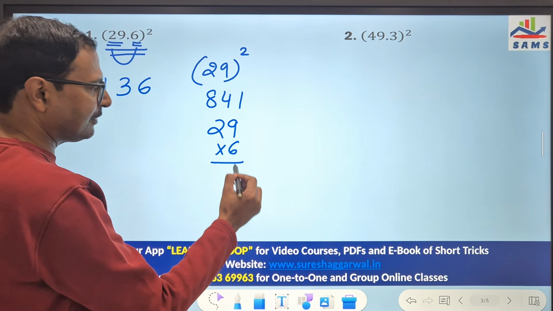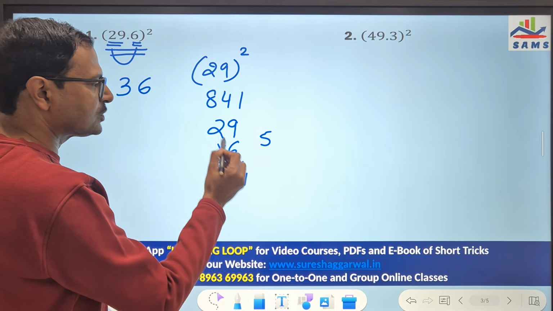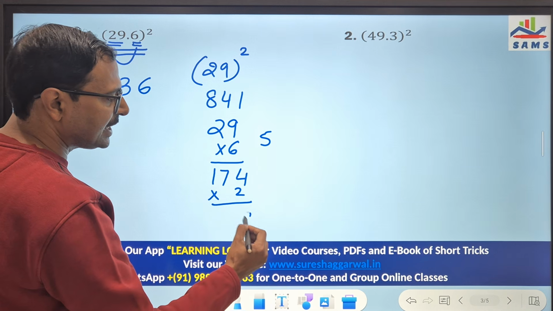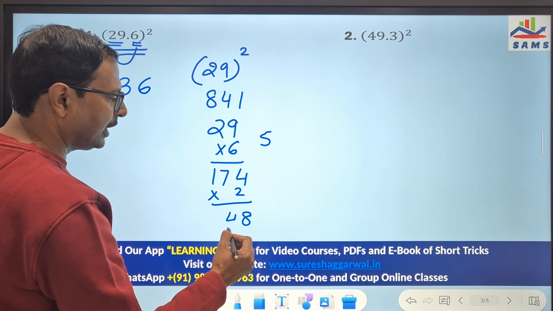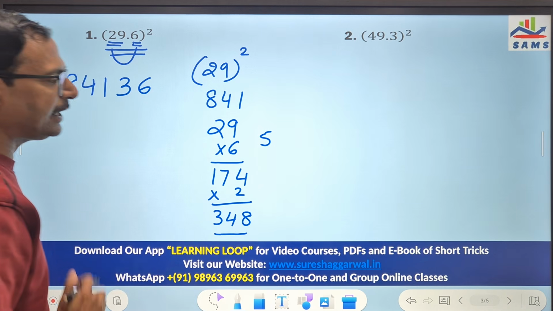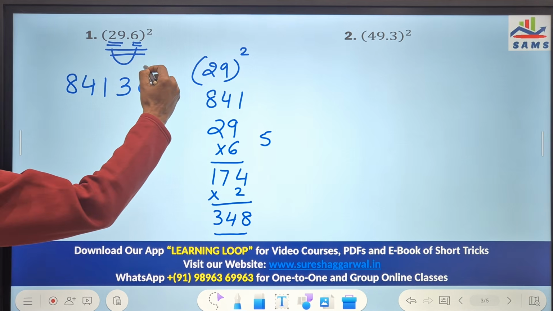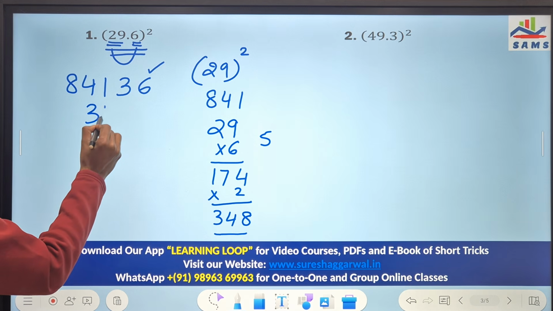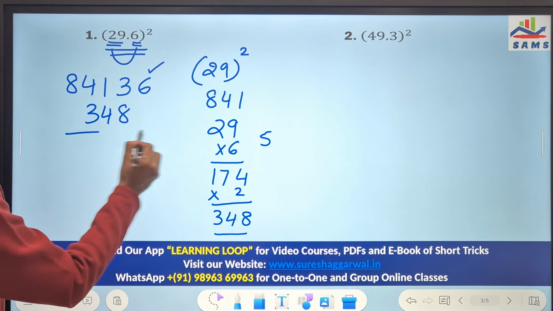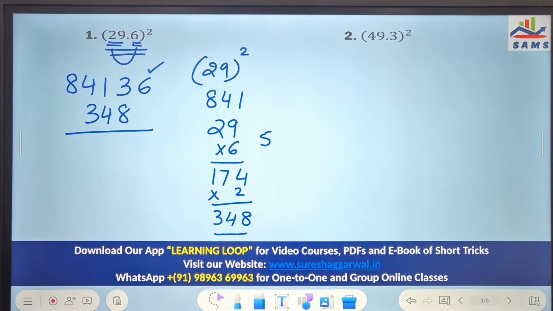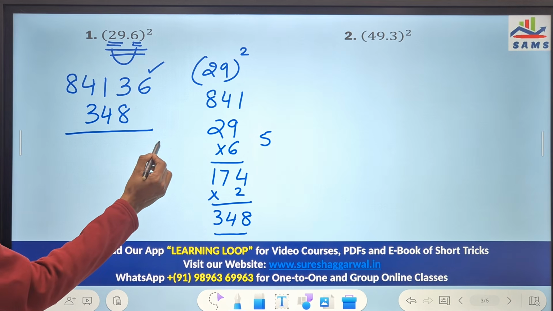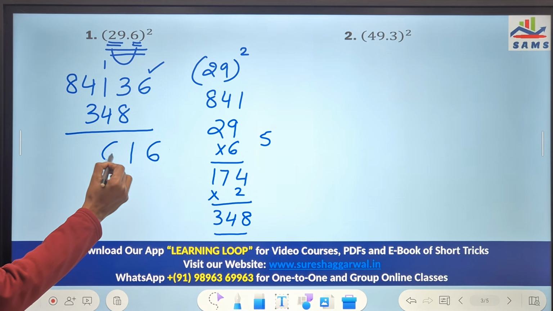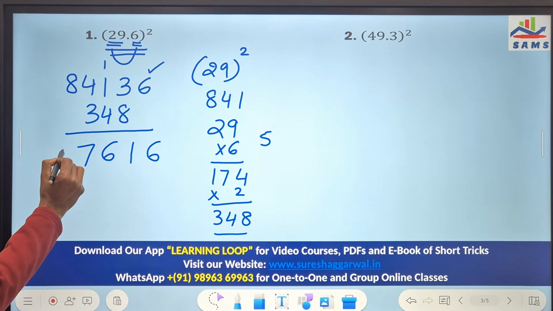So 6 9s are 54, 5, 6 2s are 12, 17, and doubling the result. This gives 8 and then 4 and then 3, 348. Now this number is to be written by leaving one digit from the right hand side. So 348 like this. And now when I add vertically, I will get 6 and then 8 plus 3, 11, 1 carry, and then this is 6, this is 7, and this is 8.